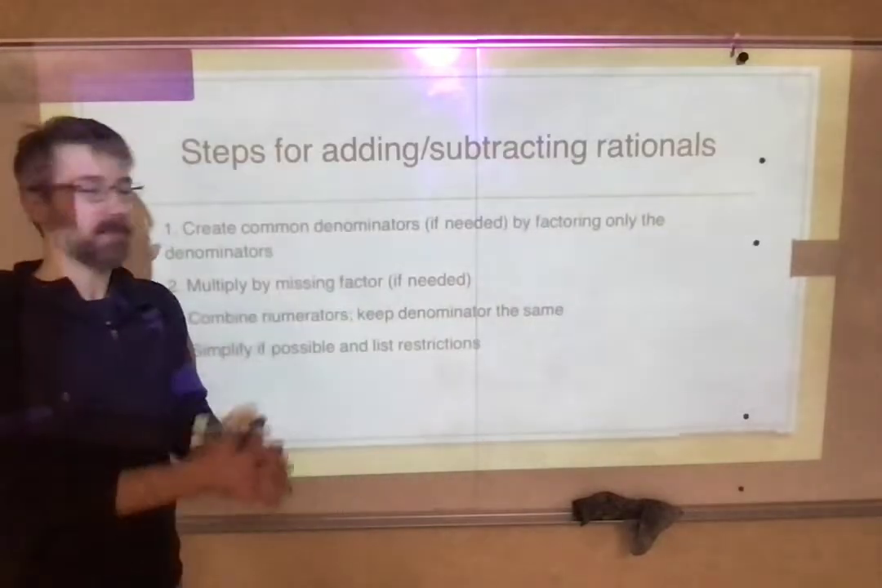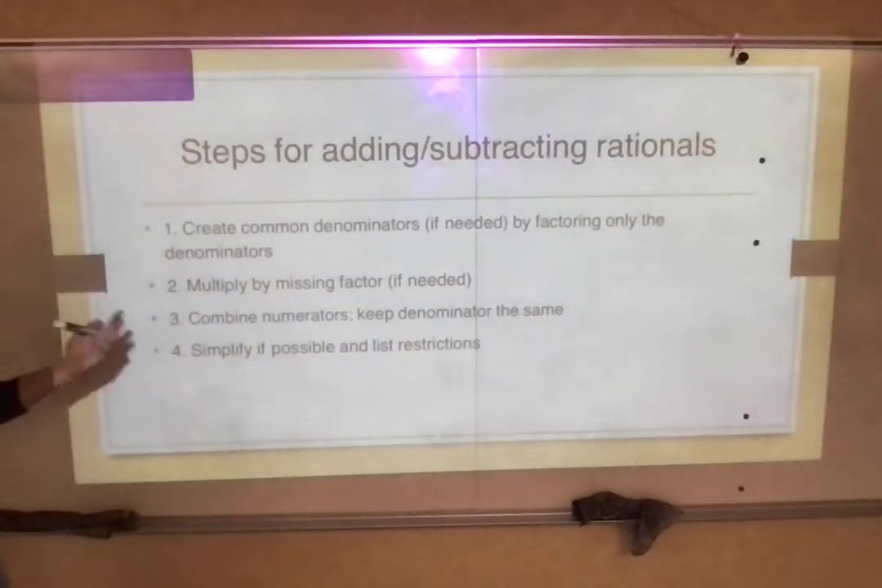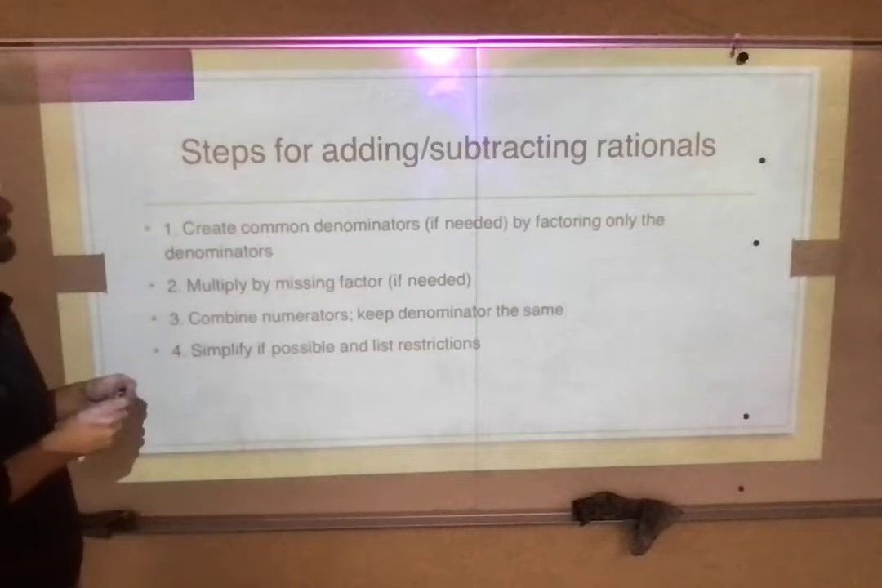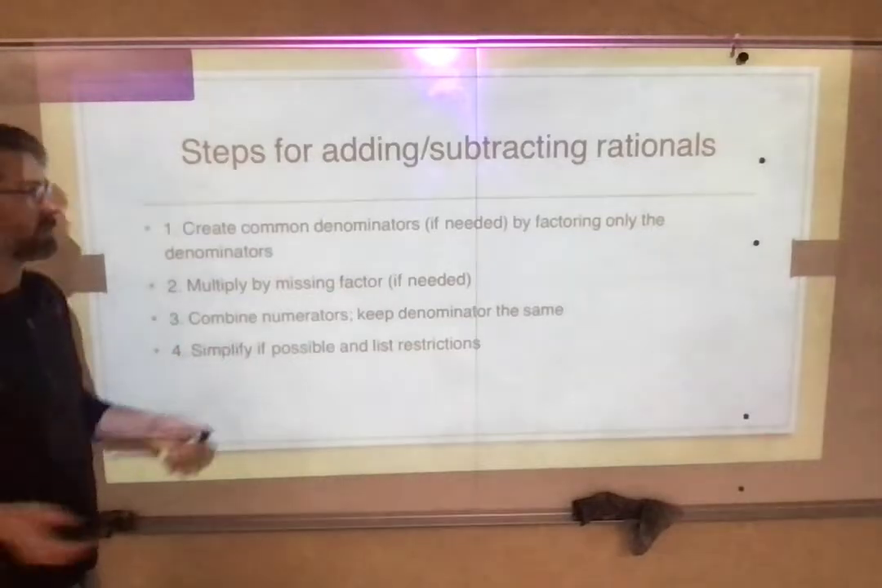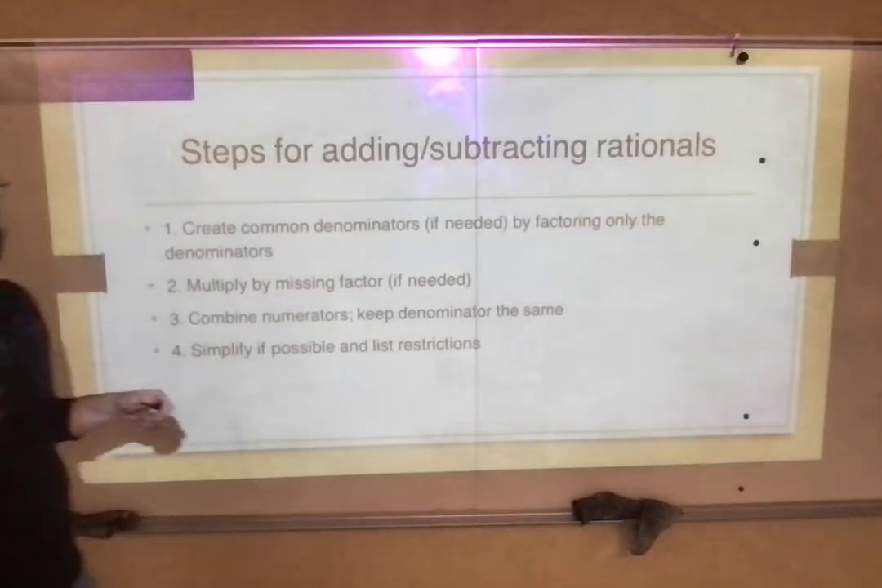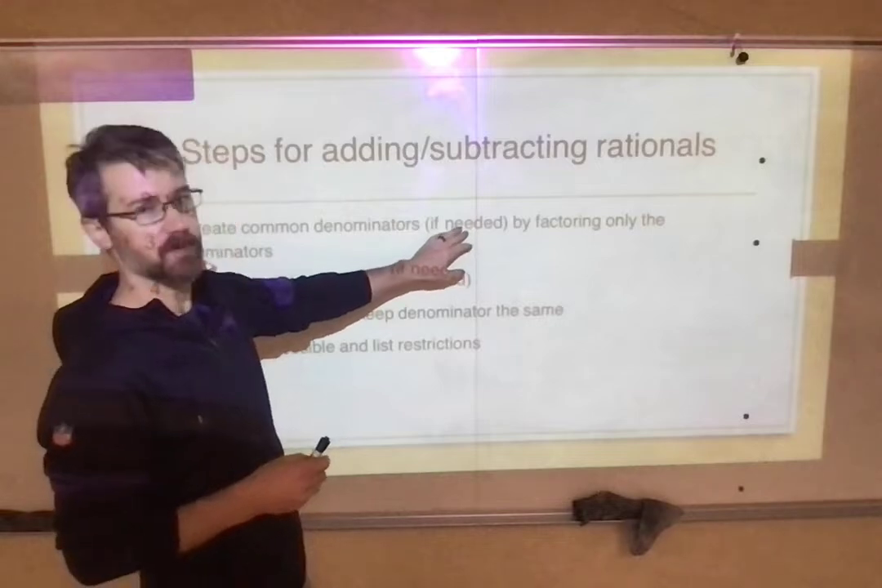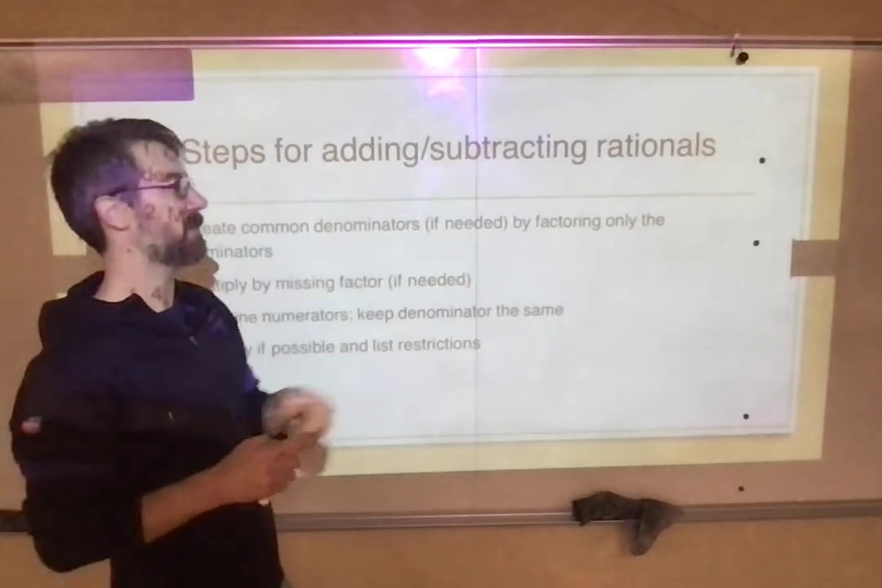All right, so how does that affect adding or subtracting rationals? Well, it's really the same thing. It's just a little more complicated because these are like adult fractions. All right, so we're going to create a common denominator if needed. So in the example in this video, we're actually not going to need to make a common factor. We'll start out with ones that have a common factor.